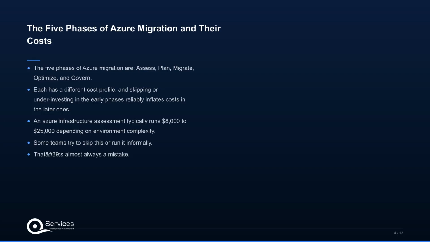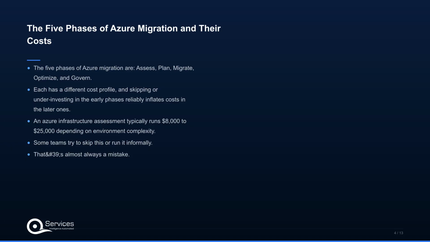Now, the 5 phases of Azure migration and their costs. The 5 phases of Azure migration are: assess, plan, migrate, optimize, and govern. Each has a different cost profile, and skipping or underinvesting in the early phases reliably inflates costs in the later ones. An Azure infrastructure assessment typically runs $8,000 to $25,000 depending on environment complexity.